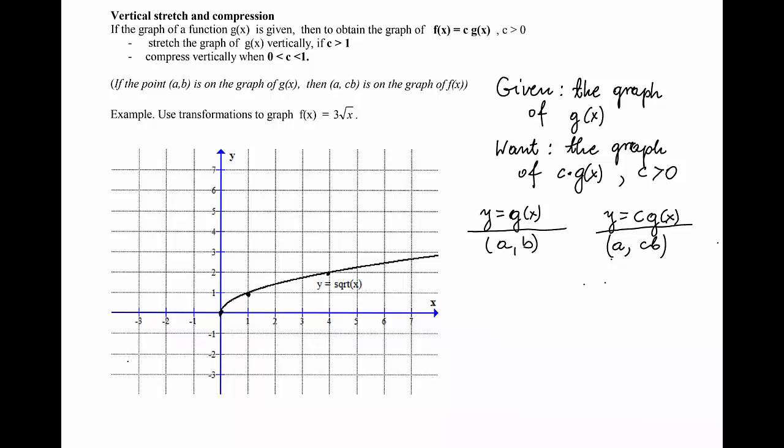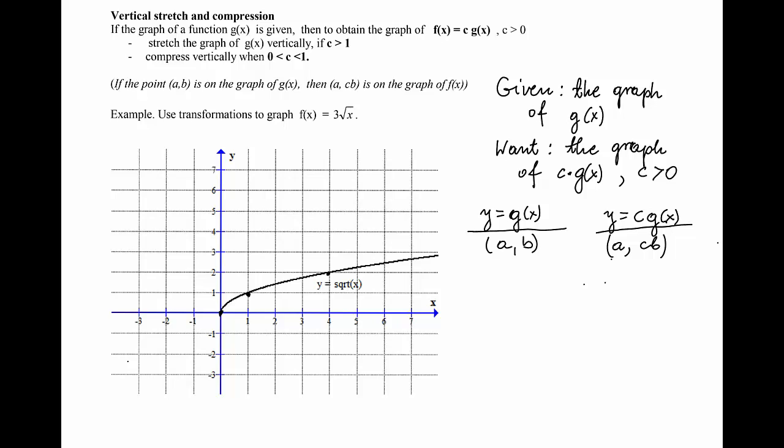We'll discuss here vertical stretch and compression. Here is the situation. Suppose that the graph of the function g of x is given, and we want the graph of the function c times g of x, where c is greater than 0. How would multiplying g of x by c change the graph?